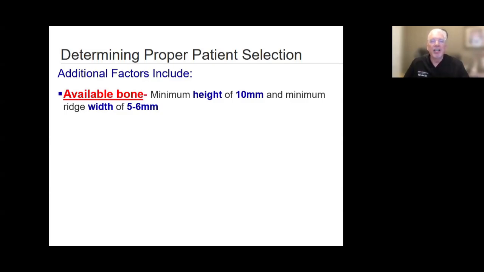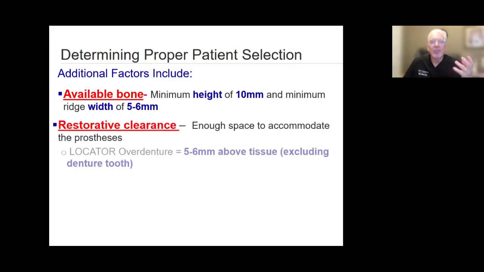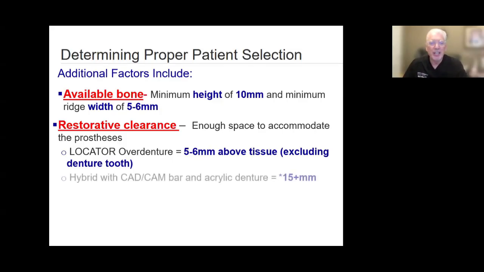When we think about doing an overdenture, we look at setting it up for success. The minimum bone height, really the available bone where the implant can be placed, ideally is like 10 millimeters, and the width of a ridge about 5 to 6 millimeters. Restorative clearance, we need to consider the space for the prosthesis and the components. For a lower locator overdenture, we need at least 5 to 6 millimeters above the tissue. Now, that's not including a denture tooth, and I'm going to show you more about that in a couple of slides. But inner arch space needs to be evaluated.